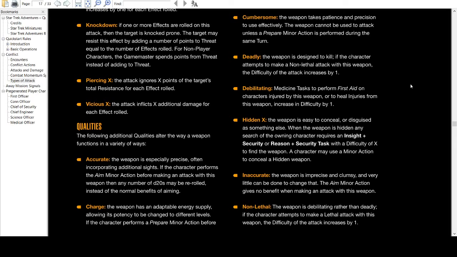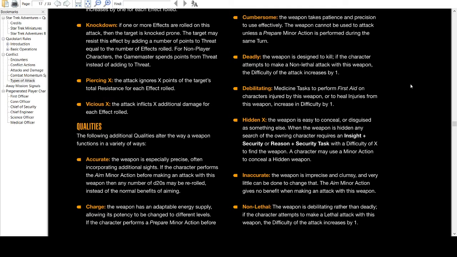Alright. Hidden X. The weapon is easy to conceal or disguise as something else. When the weapon is hidden, any search of the owning character requires an insight plus security or reason plus security task with a difficulty of X to find the weapon. The character may use a minor action to conceal a hidden weapon. Okay, so the weapon's difficulty is determined by its quality of hidden X, X being any number, and it needs an insight security or reason security task to find it.